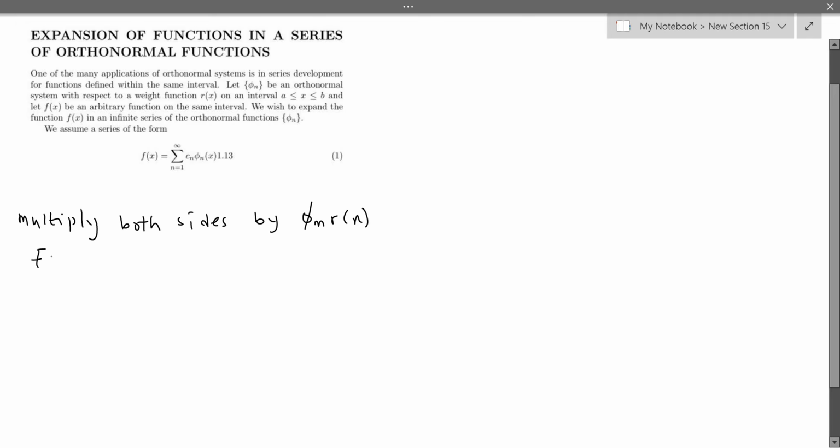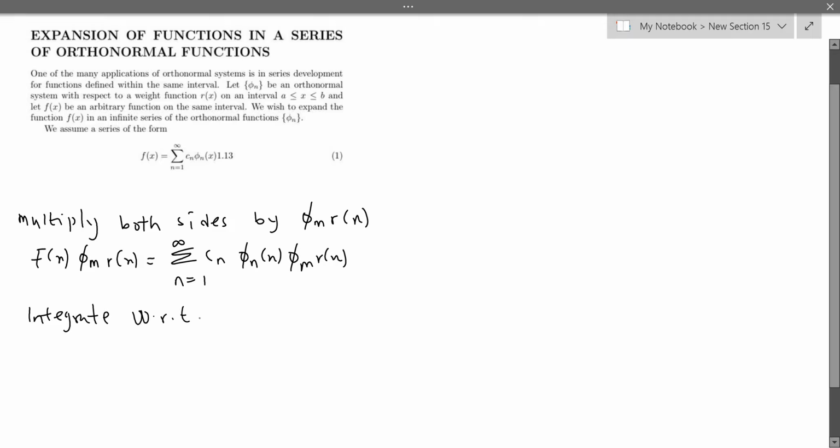If you do that, we get f of x, phi m, then r of x, equals the summation n equals 1 to infinity c n phi n, which was there before, and then phi m, then r of x. After multiplying both sides by phi m and r of x, what we need to do next is to integrate with respect to x over the given interval, which is a to b.